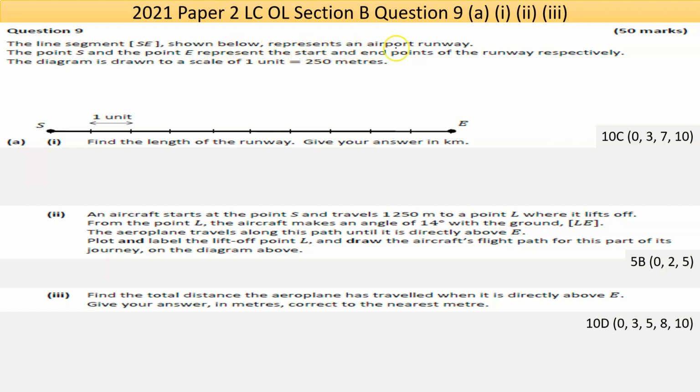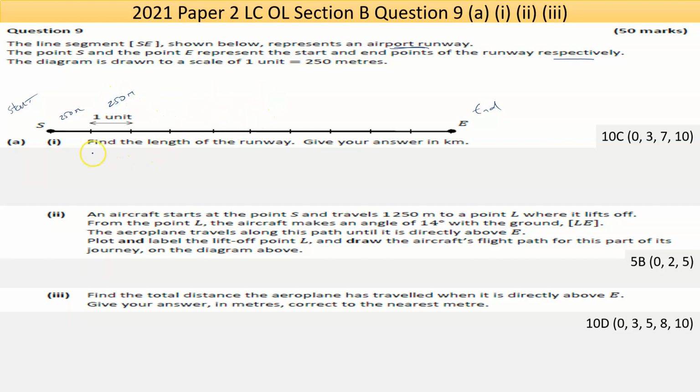Shown below represents an airport runway. It's not necessarily all that important, but it's good to have context. Try and imagine the scenario. The point S and the point E represent the start and end points of the runway, respectively. So that's your start, and that's your end. That's why it chose S and E, I guess. The diagram is drawn to a scale of 1 unit equals 250 meters.